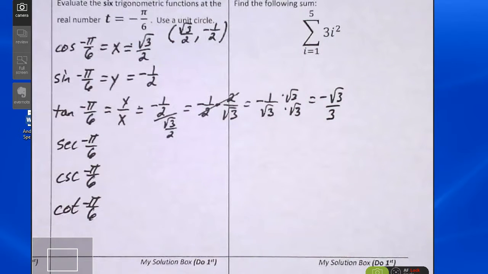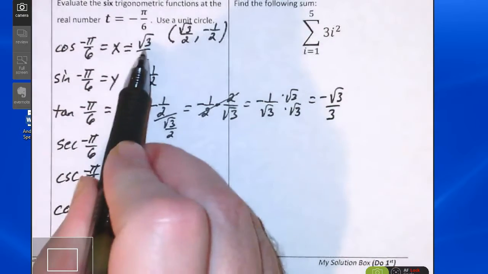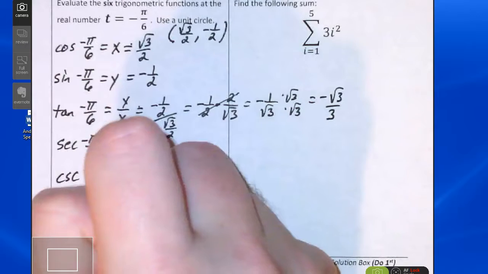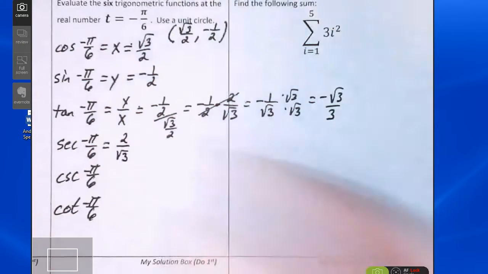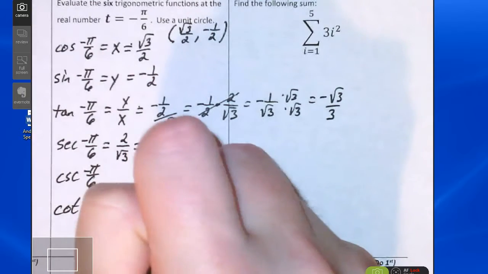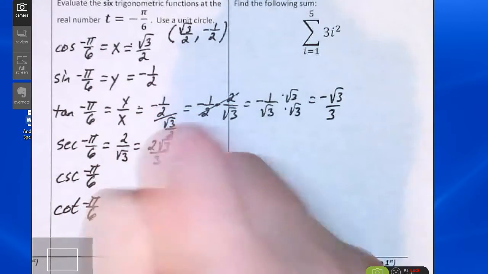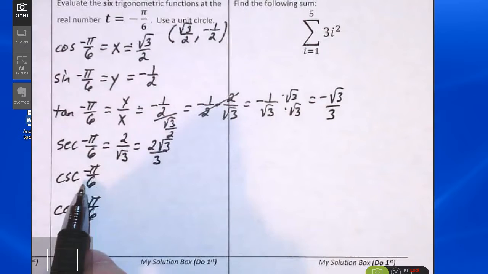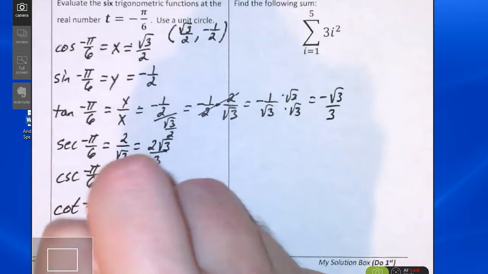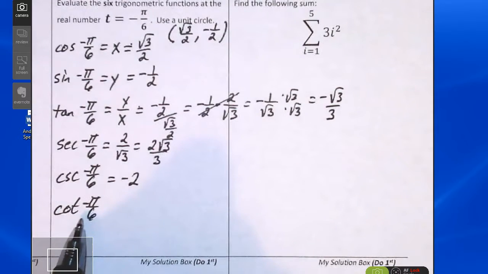Now we can do our reciprocal functions by just flipping upside down these answers we got. So this one is 2 over the square root of 3. And we can rationalize this denominator. So we get 2 square root of 3 all over 3. For cosecant, let's flip over our sine value. This time we get negative 2. And for cotangent, let's flip over our tangent value.